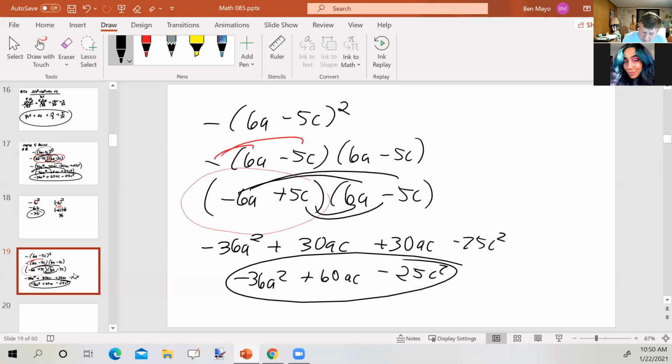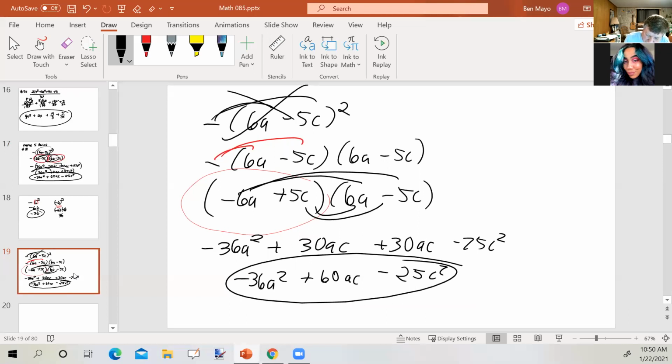Okay, but you got to be careful. What you don't want to do is this. You've got to expand that and then just distribute it to the first factor. Okay, if you're going to go that route. So be very careful with that. All right, we good to go on that one?